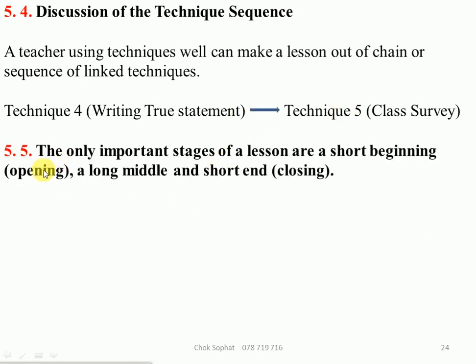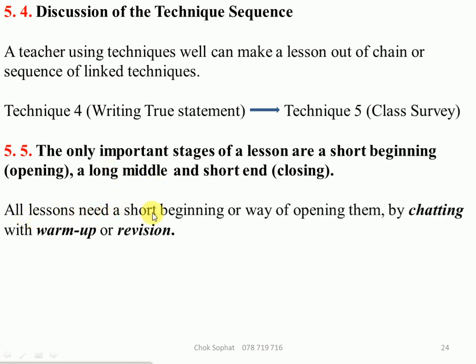Okay, number 5. The only important stages of a lesson are a short beginning, or opening, a long middle, and a short end, or closing. So when opening the lesson, it must be short, and we focus so much on the middle. We need to spend more time in the middle of the lesson. Closing the lesson is short. So short at the beginning, short at the end, long in the middle.